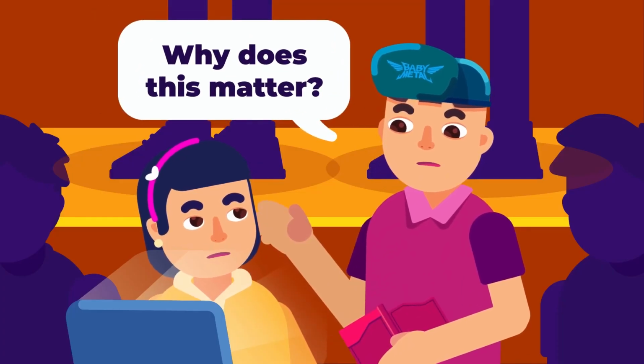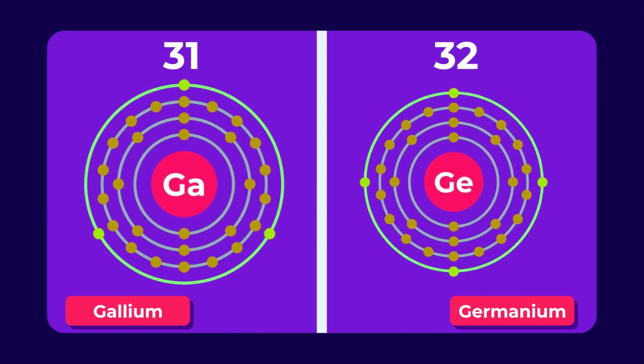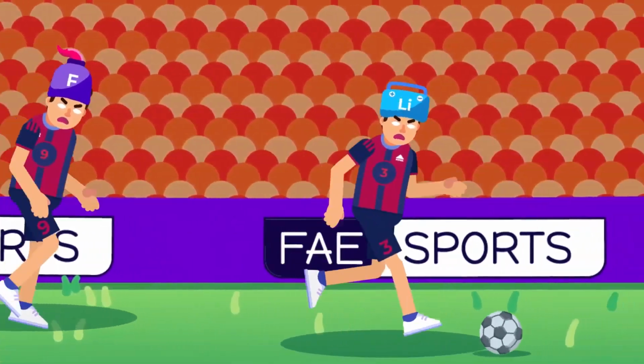Why does this matter? Well, the outer shell electrons are being pulled inwards by the positive protons in the atom's nucleus. So, the more electrons on the outer shell, the stronger the attraction, which means the more the atom will be pulled inwards, so the smaller it will be. This attraction pulling the electrons inwards is called the electromagnetic attraction.